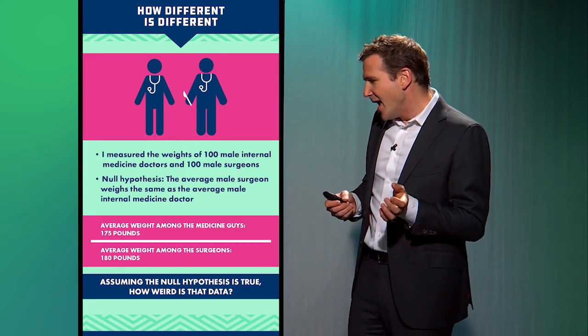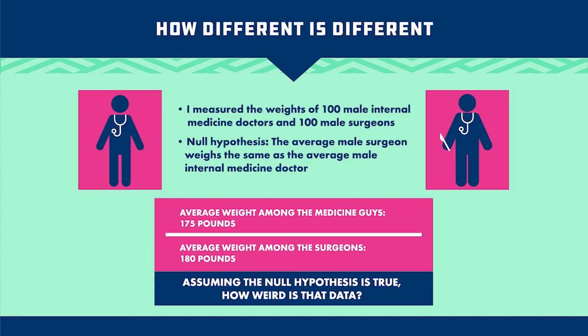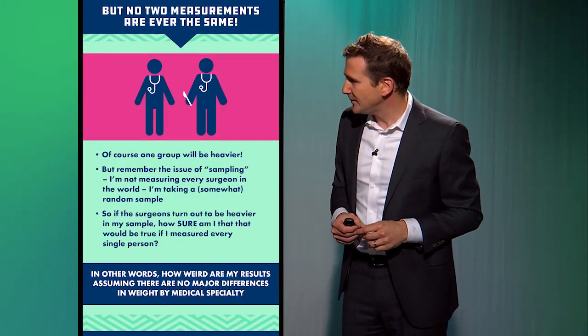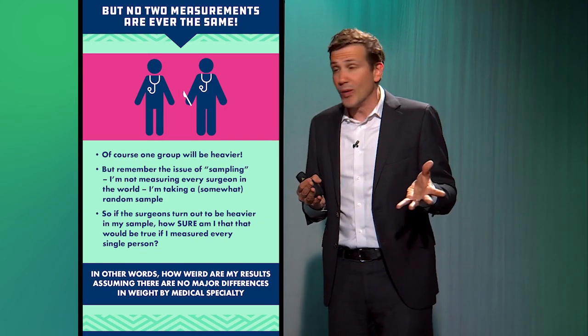Okay, so what we have to ask ourselves is, assuming the null hypothesis is true, assuming the average weight is the same, doesn't vary by your surgical or medical specialty, how weird is it that I would get these particular results? How weird is it that I would get 175 as an average for the medical guys and 180 as an average for the surgical guys? Well, that's a p-value, right?